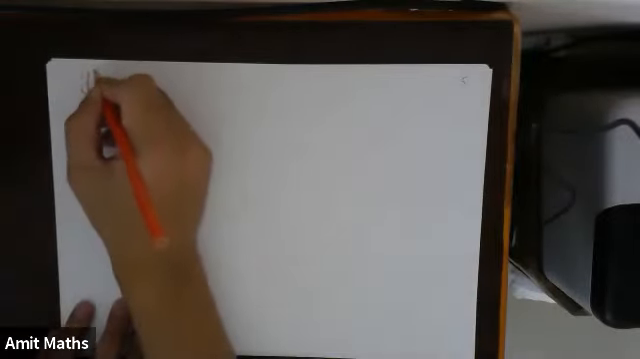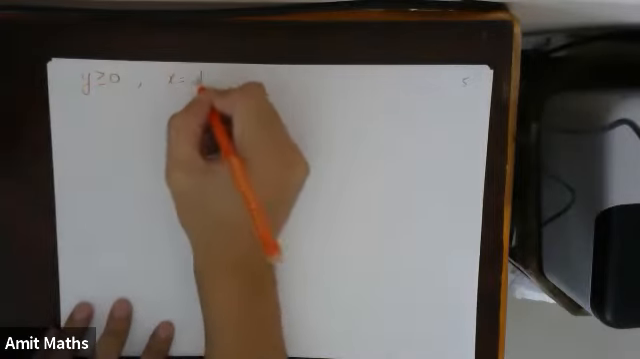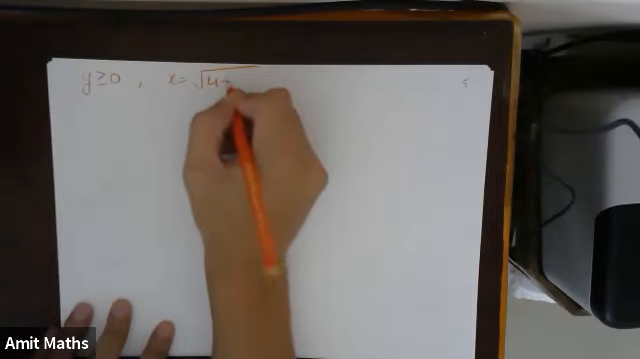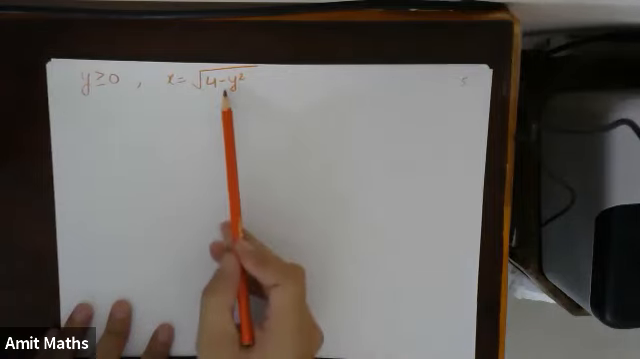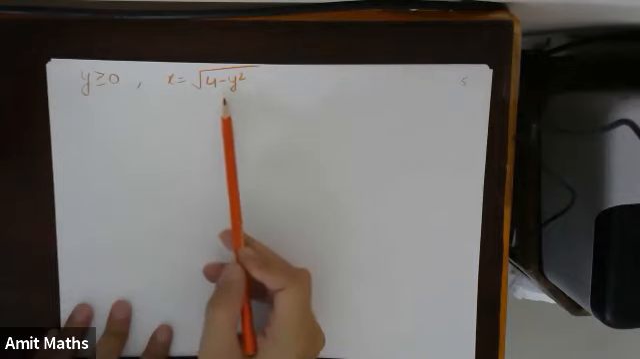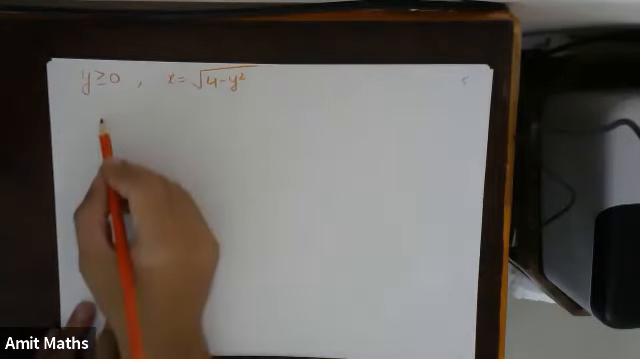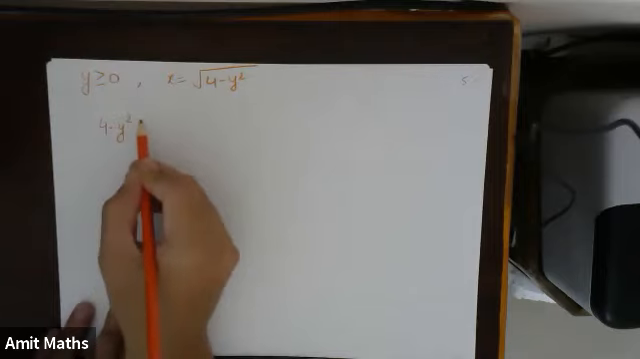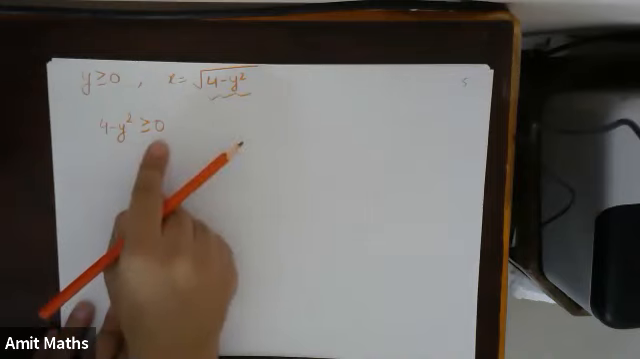So the first condition on y was that y should be greater than or equal to 0, and the second thing is x is equal to under root of 4 minus y square. For this one, we have to find the domain, the values of y which this will satisfy. So 4 minus y square should be greater than or equal to 0, because this is under a root.